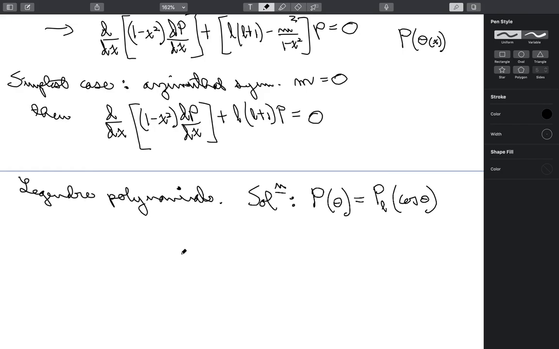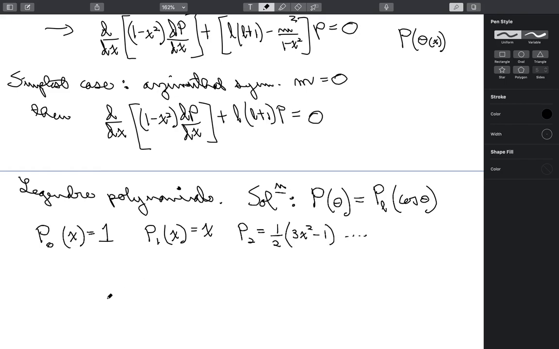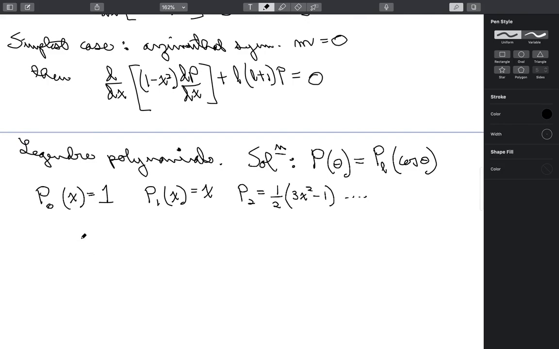Now, what are Legendre polynomials? We can write a few of them here. Let me write them as a function of the variable x. P0 is just one. P1 of x is equal to x. P2 is equal to 1/2 times (3x squared minus 1). Okay, and you can carry on like this. What's the idea of the Legendre polynomials? The Legendre polynomials are the polynomials that are orthogonal with a uniform measure between -1 and 1.